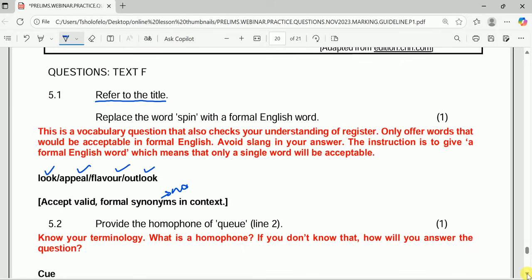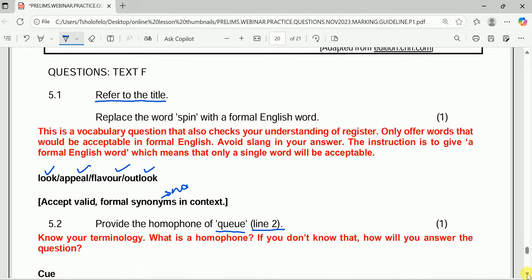And then 5.2, in line 2, always go back to the particular line that is being examined. Provide the homophone for Q. Grade 12 home language learners, please revise homonyms, antonyms, synonyms, and homophones. There is a video on language sections for all of those. Please go through my playlist for language and then revise them.